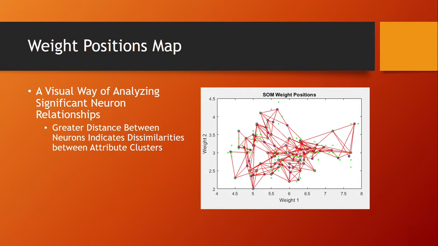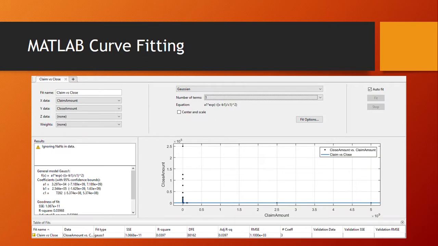And a weight positions map is just another graph that the neural network lets you output. I thought it was interesting. It kind of looks like a traveling salesman problem. I'm not sure if I'll be able to apply that or not, but this is just another way to represent the relationship between the neurons. Longer distances indicate dissimilarities between the attribute clusters.